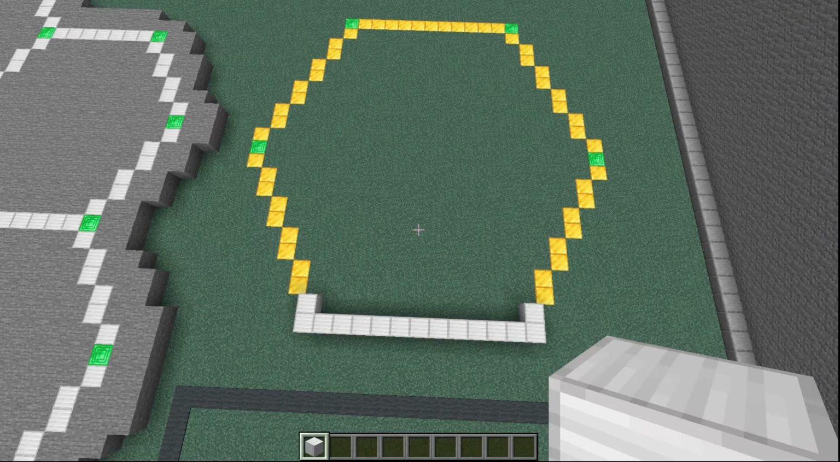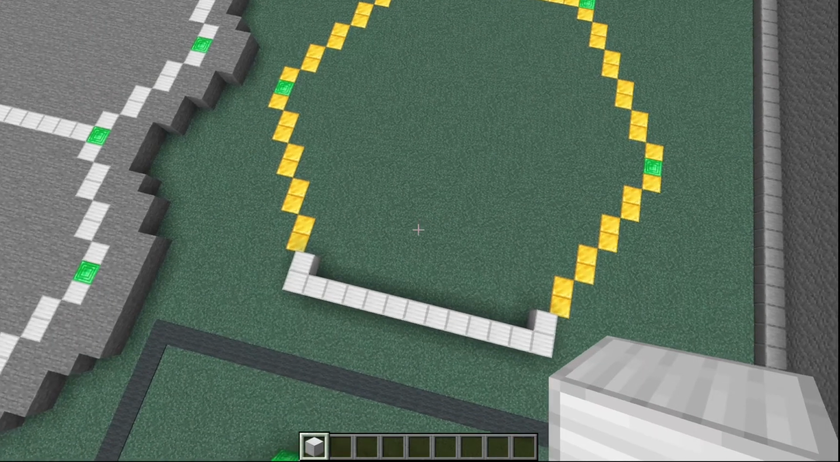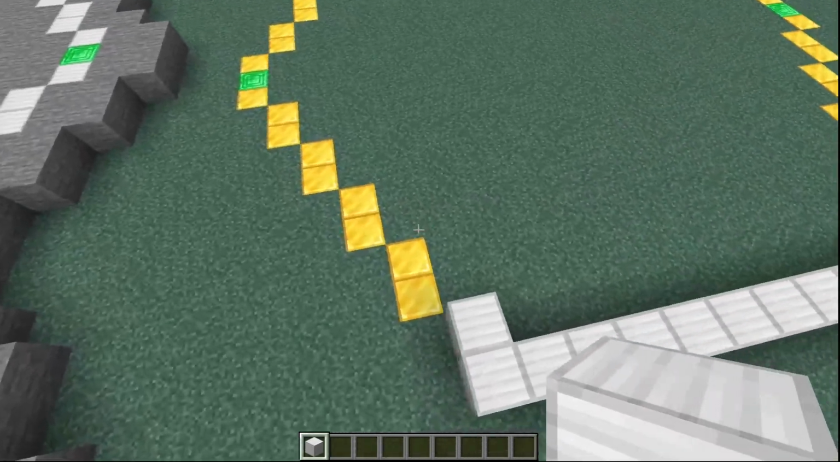To calculate the sides, as I said, it's pretty much the same equation. So your base length minus 3 divided by 2, but then you minus 1. So in this example, I've got a base length of 13, so minus 3 is 10, divided by 2 is 5, minus 1 is 4. And you can see here that I've got 4 steps.